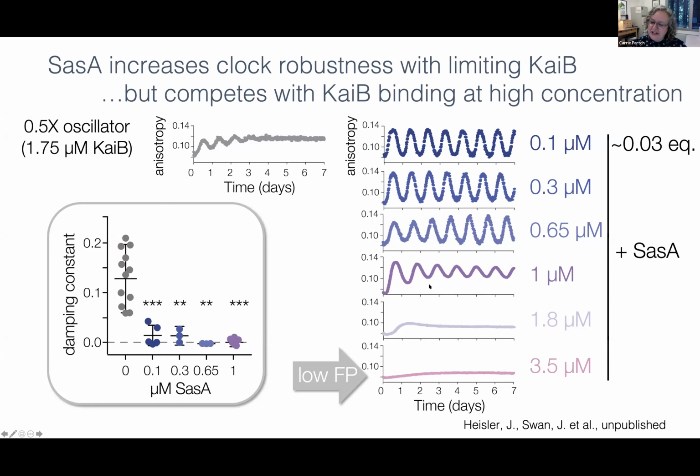And I just want to finish here by pointing out one particular note: there's been a lot of really beautiful quantitative work in this field, and the in vivo concentration of SAS-A relative to KaiB and KaiC comes right at this sort of intrinsic set point of ultrasensitivity between cooperativity and competition.